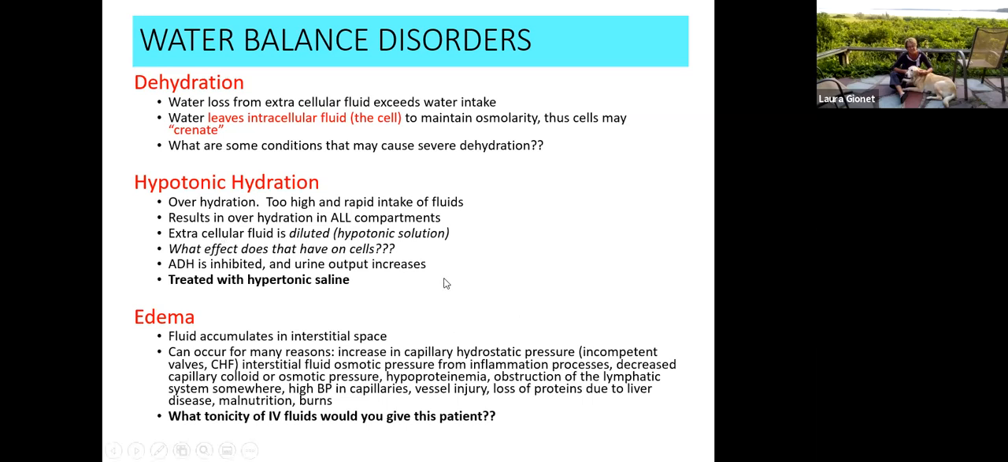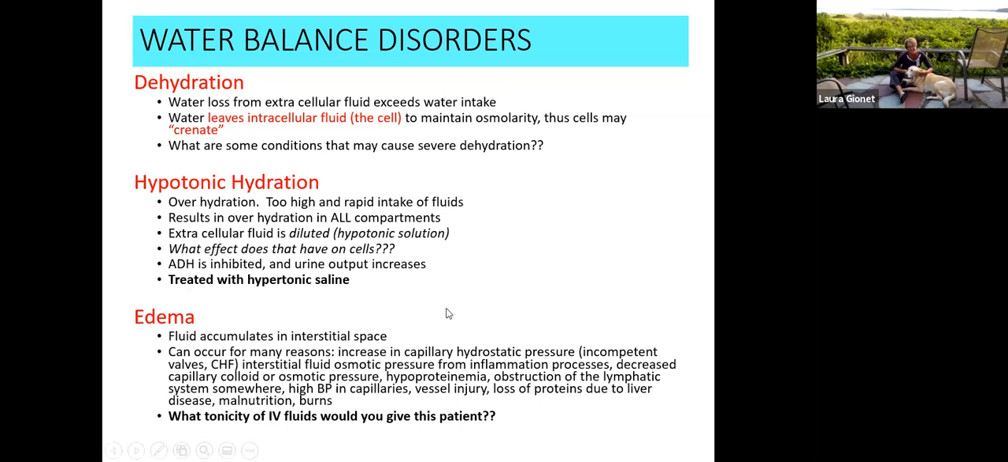So if we have a hypotonic hydration issue, like hyperhydration, that's what I'll just refer to it as, then what effect does it have on the cells? Well, now it has the opposite. Now the cells have a tendency to expand. Fluid will move into the cell and cause it to get larger and maybe even rupture.